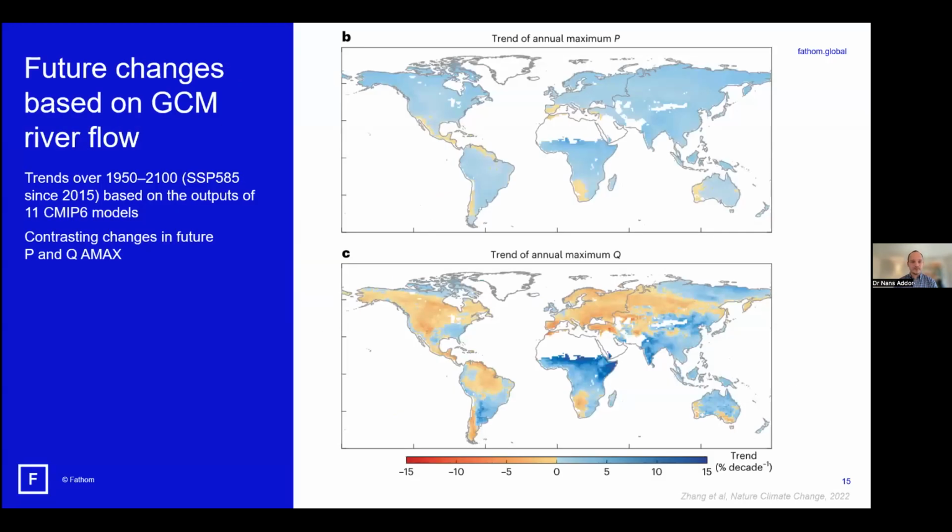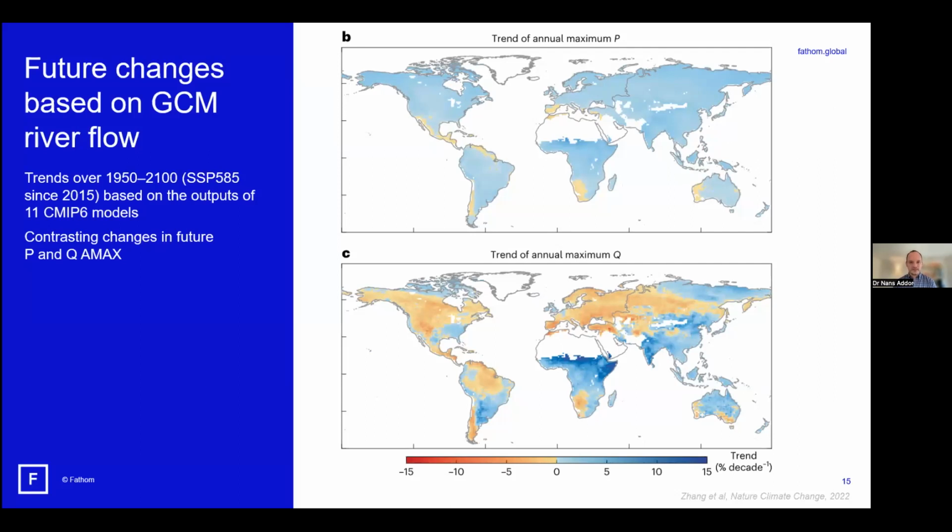So this is a study that basically used the most accessible approach to look at future changes in river flow and extreme river flows. They're looking at trends over a period of 150 years, going to the end of the 21st century, and they use the output of 11 CMIP6 models. So they use directly the river flow simulated by the GCMs.